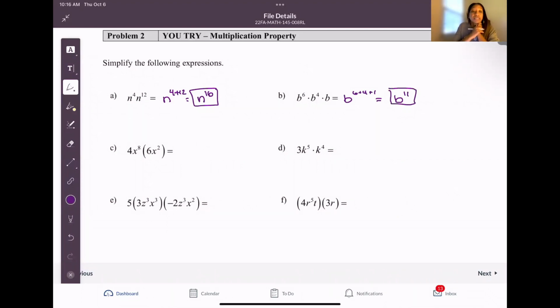All right, for problem C. Now notice here, we don't just have exponential terms, we also have coefficients in front of those terms. When you have something like this, 4x to the 8th times 6x squared, we need to group together and multiply the like terms. That means we want to multiply all of the constants and multiply all of the terms of x. So we would have 4 times 6 times x to the 8th times x squared. 4 times 6 is 24. And then for the x to the 8th times x squared, we use the multiplication property, and this gives us x to the 8 plus 2. And finally, our answer will be 24 times x to the 10th power.